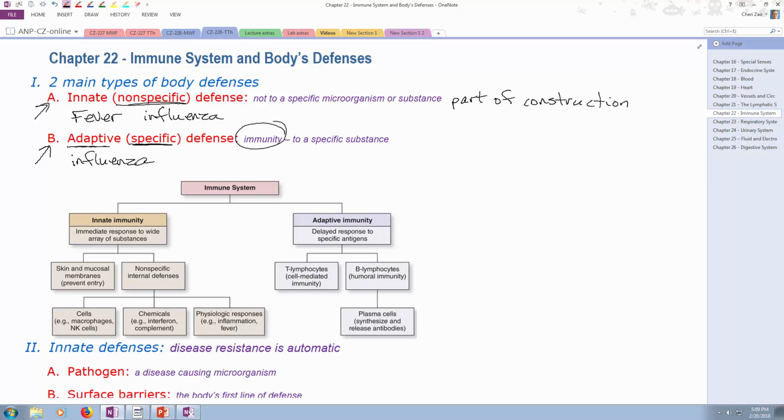So influenza, that's a flu shot, right? Flu shot, which is a vaccine or an immunization.